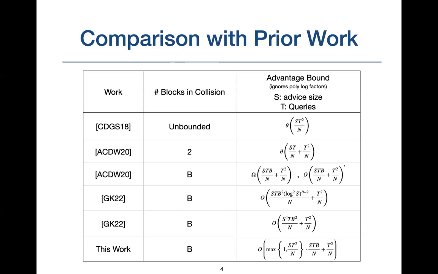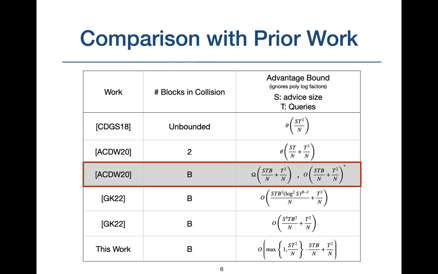There have been some prior works that have studied this problem for MD-based hash functions, and we present the results of these prior works in this table. CDGS was the first paper to study this problem, and they found that the advantage could be bounded by ST squared over N, and they also gave a matching attack. However, the attack that they found gave collisions that were order of T blocks long.